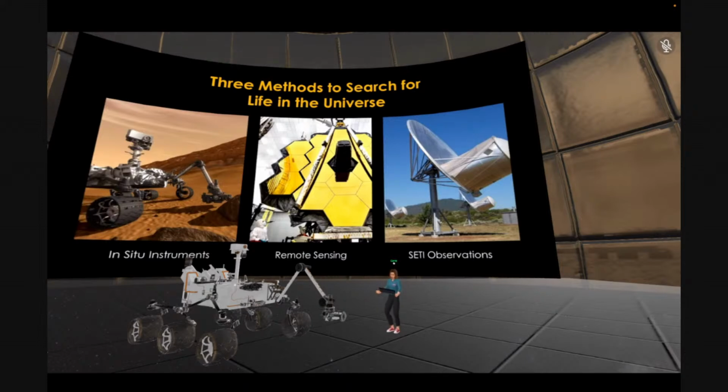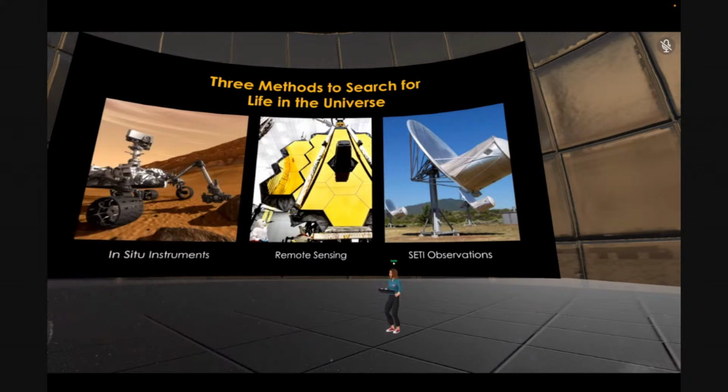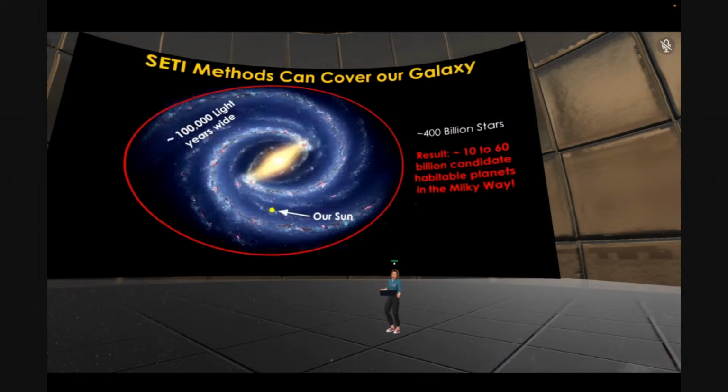Another way of searching for life in the universe is with remote sensing methods. These involve using satellites or orbiters to look far into space and characterize planets based on aspects that can be remotely sensed, like their spectra. And finally, we have SETI observations. That's the search for extraterrestrial intelligence, and they look for technosignatures deep in the universe. I will go into that a little bit more.